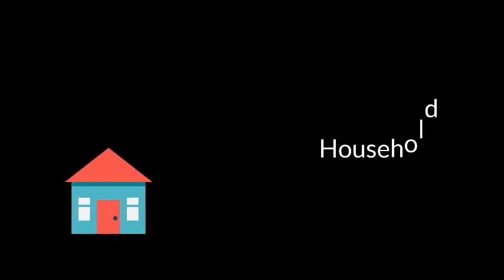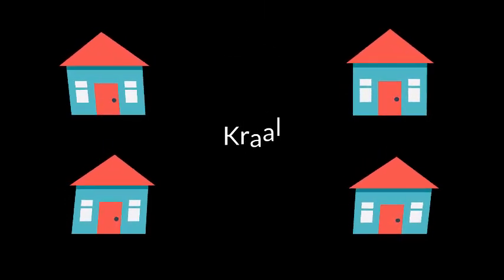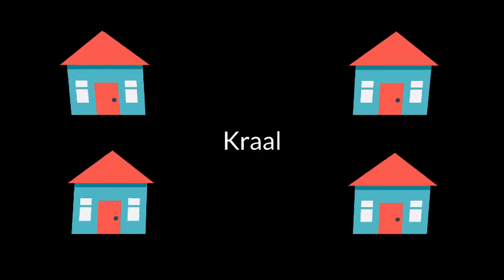A household was the place where a woman and her children stayed. A group of households was known as a kraal. The kraal was managed by a chief who had many wives.